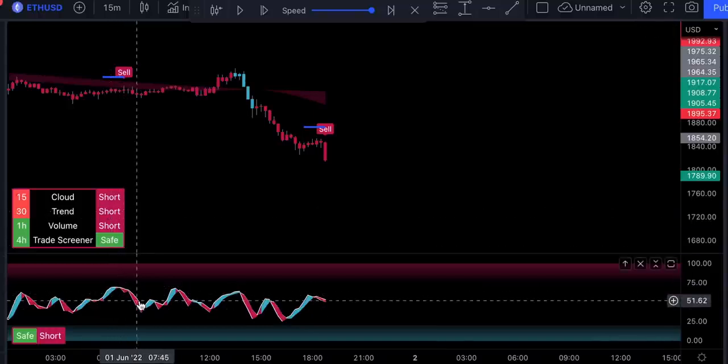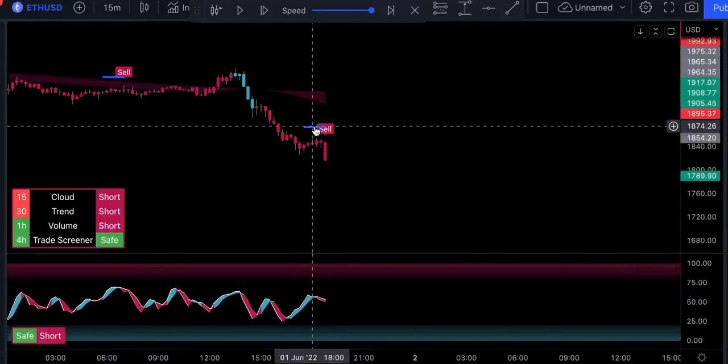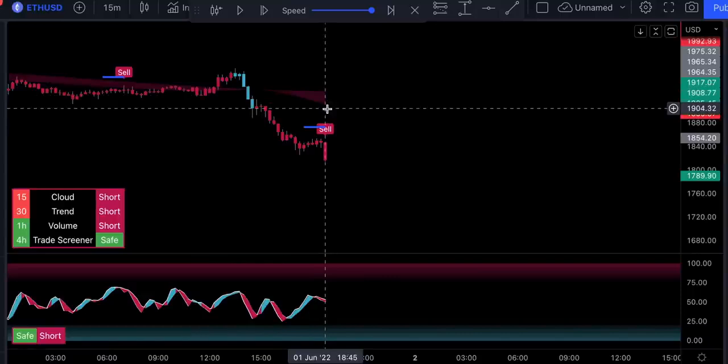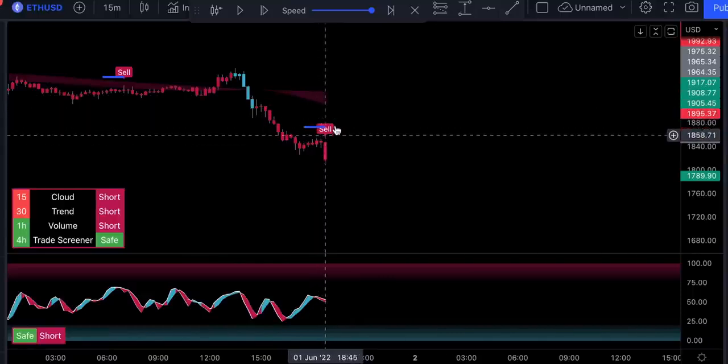So the rules for entering a short position are simple. First, the price has to close below the cloud and the cloud has to be colored in red. This is an official confirmation that we are in a downtrend. Next condition will be to have a new sell signal issued by the glow node indicator.